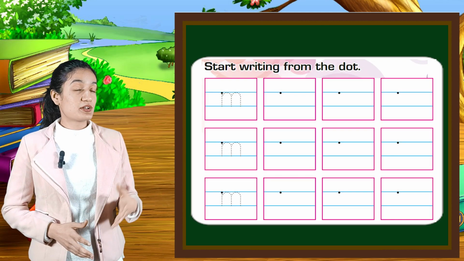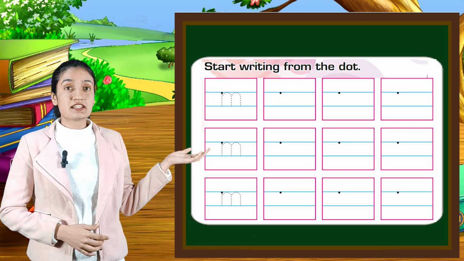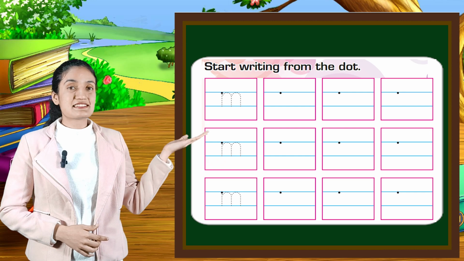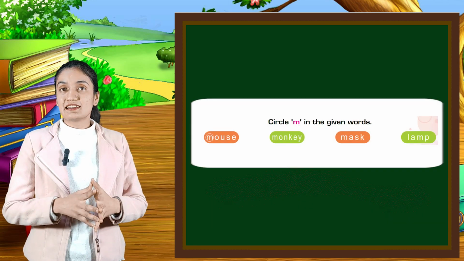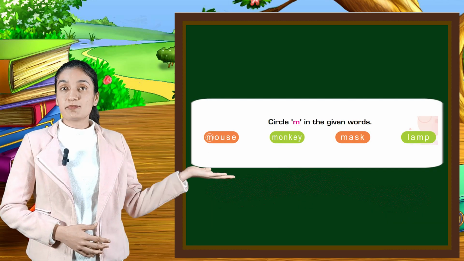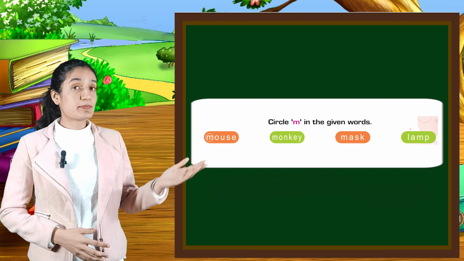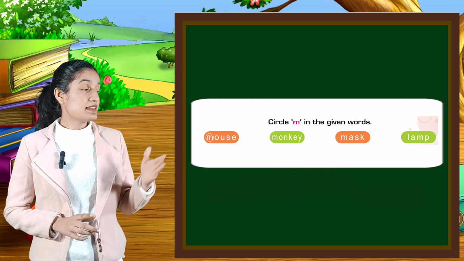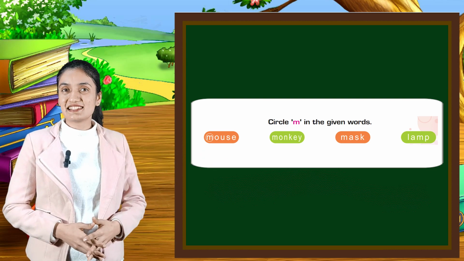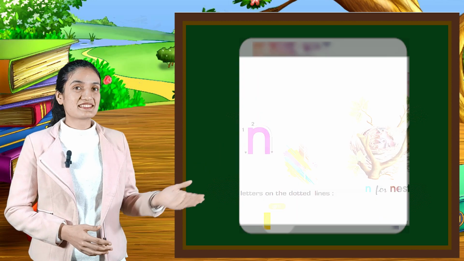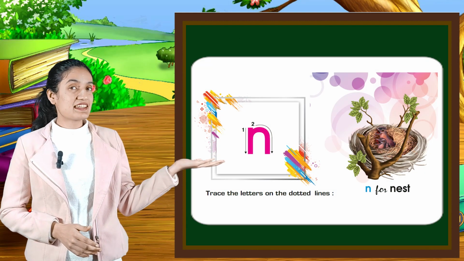Start writing from the dot. Here you can see the dot. इस dot से M बनाना start करें. Circle M in the given words. Mouse, monkey, mask, lamp. So kids, find M in these words and circle it. Mention the date here.